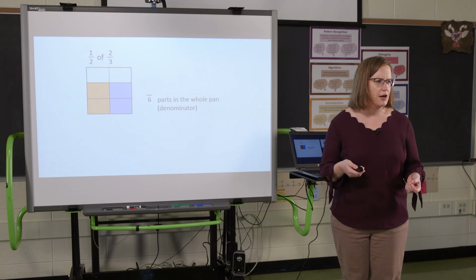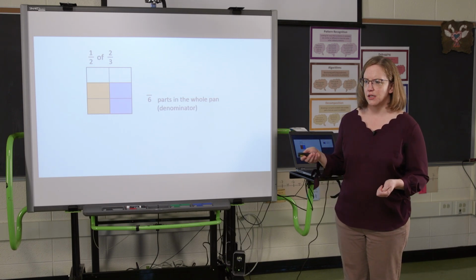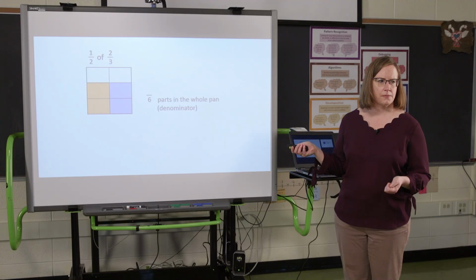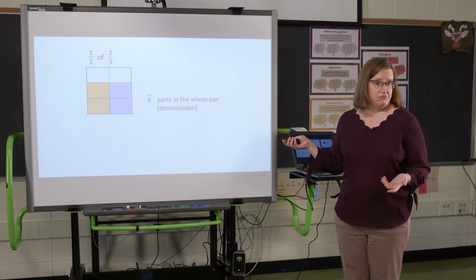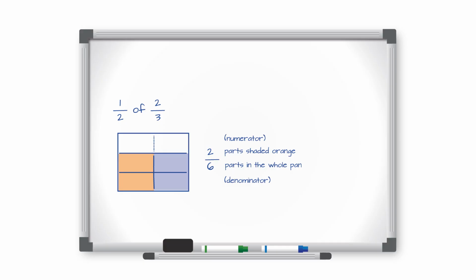We're trying to say how much of this pan is shaded in orange. So what would the numerator be? Yeah, the number of orange parts, I agree. So how do we complete our number sentence then? 1/2 of 2/3 is equal to 2/6. Great, so you've already solved a bunch of these problems in an earlier lesson.